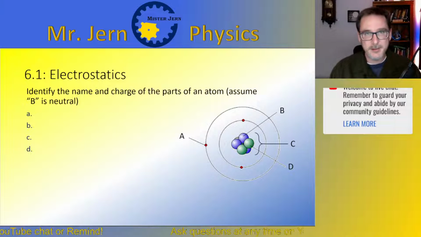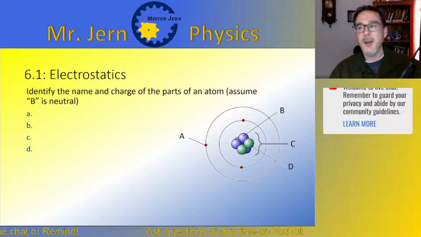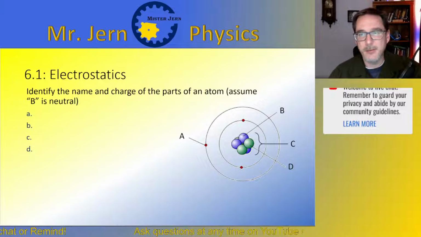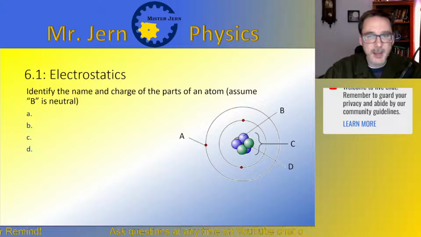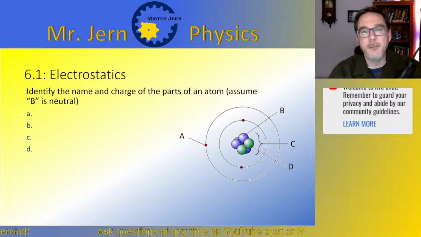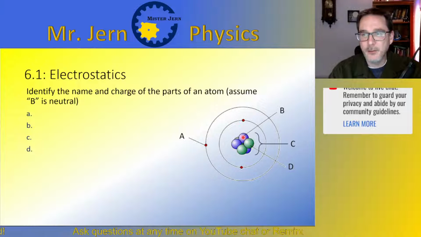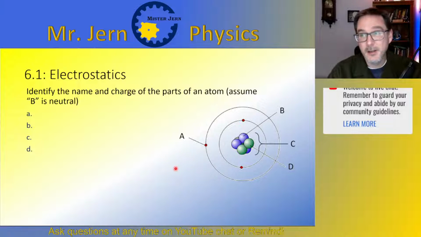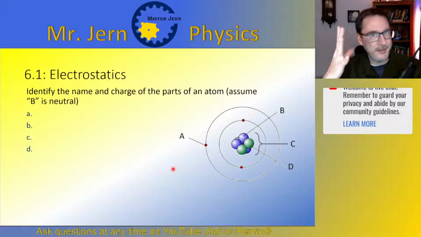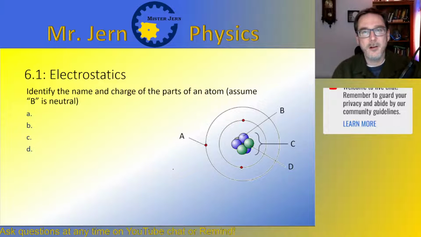We're going to start with some basics of electrostatics, understanding a little bit about how the atom is set up. Very important to understand how this works. So first question, identify the name and the charge of the parts of the atom. We're going to assume that B is neutral. So right there, we're going to assume that this is the neutral one because they're not labeled, for hopefully obvious reasons.